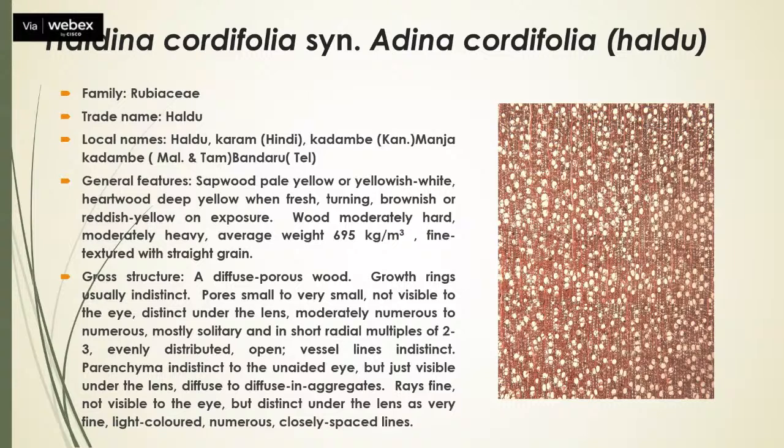Next is Haldina cordifolia. The trade name is Haldu. This belongs to the family Rubiaceae. You can see here the vessels are very numerous in this case and mostly solitary, and some radial multiples can also be seen. Here the sapwood is pale yellowish or yellowish white, and the heartwood is deep yellow. So by the color of the wood, we can differentiate this particular wood. But if only the sapwood is given, then it is almost similar to sandalwood. The structure is again a diffuse porous wood, and growth rings are usually indistinct. Pores are small to very small, not visible to the eye, and distinct under the lens. And these are moderately numerous to numerous, and as I have told, mostly the vessels are solitary or in short radial multiples of 2 to 3.